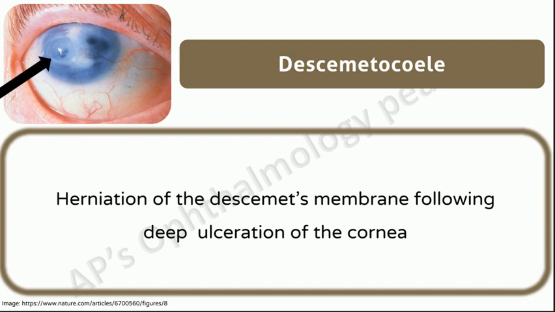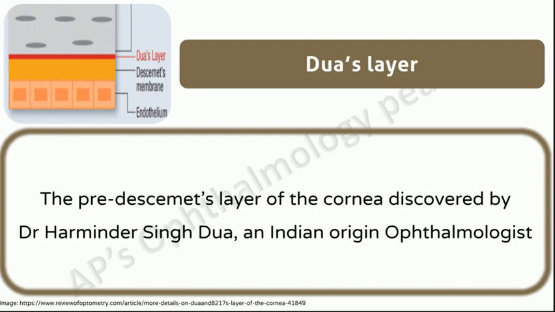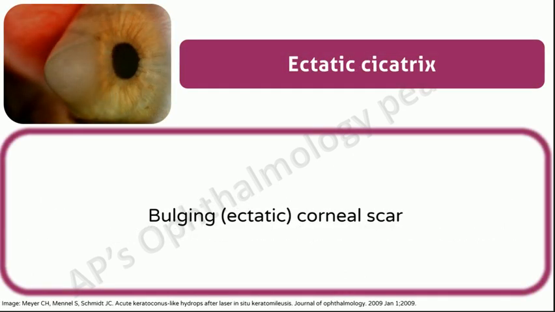Descemetocele is a herniation of the Descemet's membrane following deep ulceration of the cornea. Dua's layer, the pre-Descemet's layer of the cornea, discovered by Dr. Harminder Singh Dua, an Indian origin ophthalmologist who works at the University of Nottingham, United Kingdom, and discovered the pre-Descemet's layer in 2013. Ectatic cicatrix, as we have seen earlier, is a bulging corneal scar.